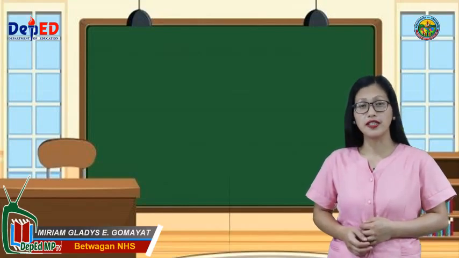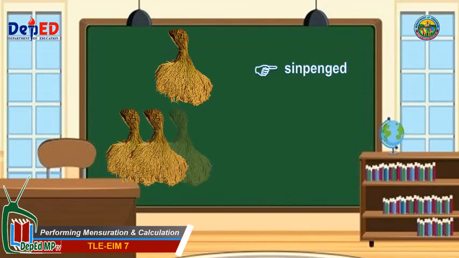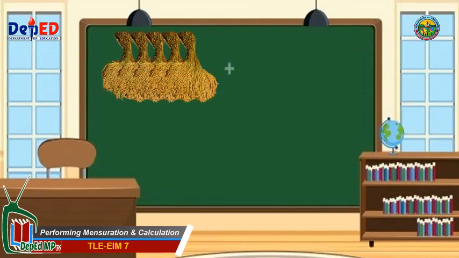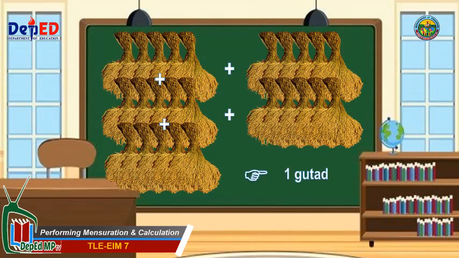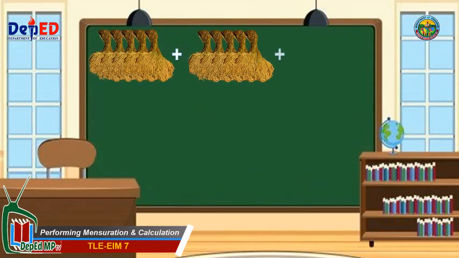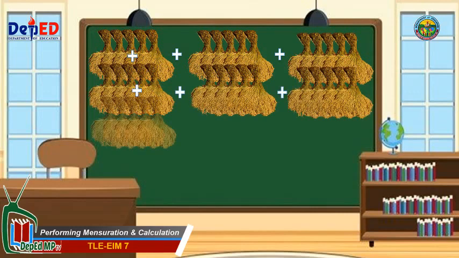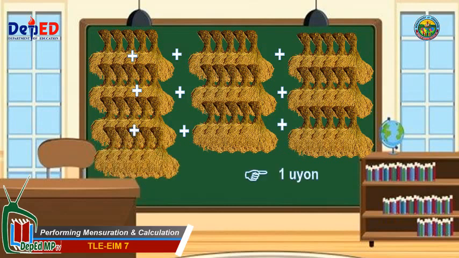In Butuagan, for example, 1 bundle of rice is called sinpangat. 5 bundles is called sin-eating. 25 bundles, or that is 5 eating, is called 1 gutad or kutad. And 50 bundles, or that is 10 eating, again eating is 5 bundles of rice, is called sin-uyon or 1 uyon. Sin there represents 1.